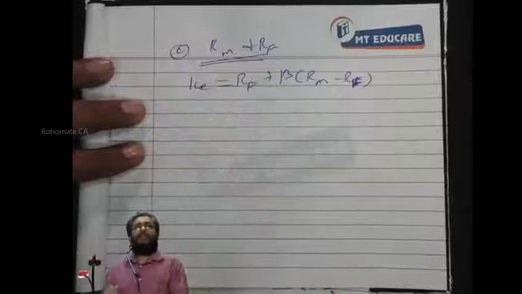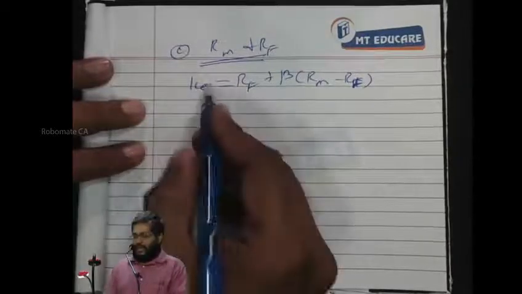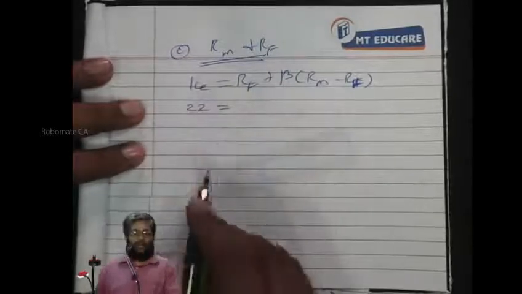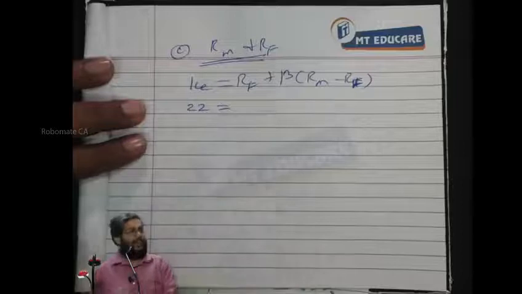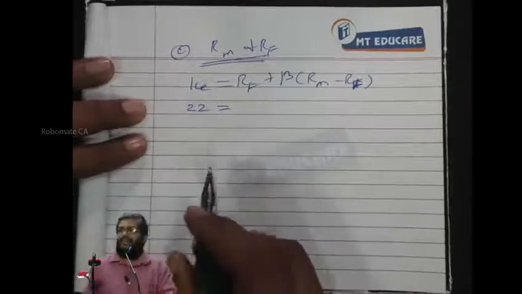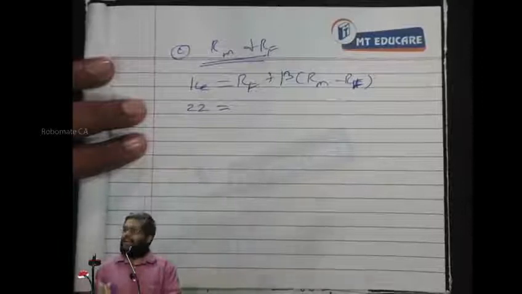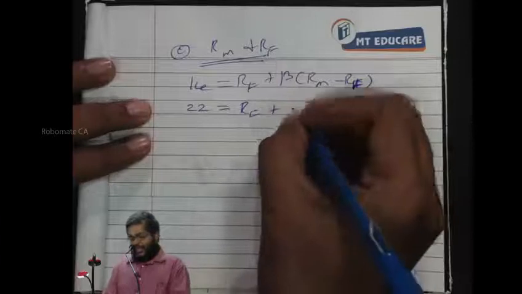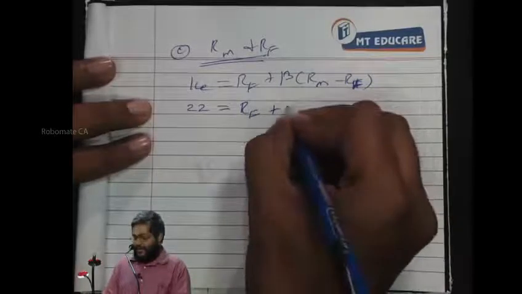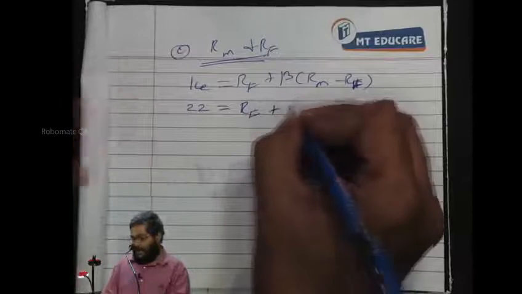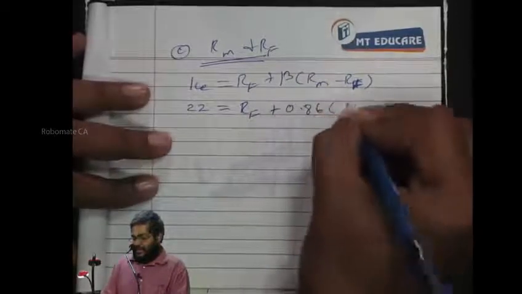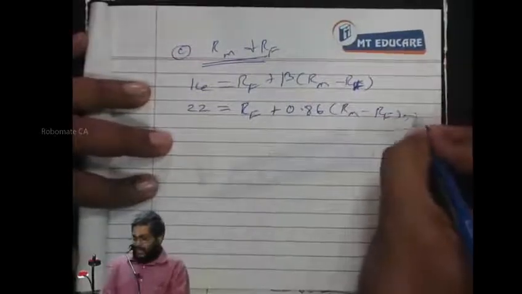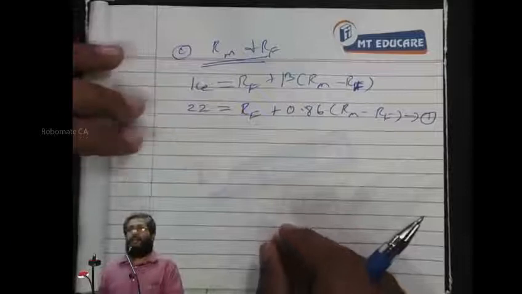Tell me, security P. What is the expected K? What is the required rate? How much percentage? 22. 22 is equal to the 22% return for security P, or not? Are you following or not? 22 is equal to RF, we don't know, plus beta. What is the beta of security P? Tell me how much it is. 0.86 into (RM minus RF). This is equation number 1.